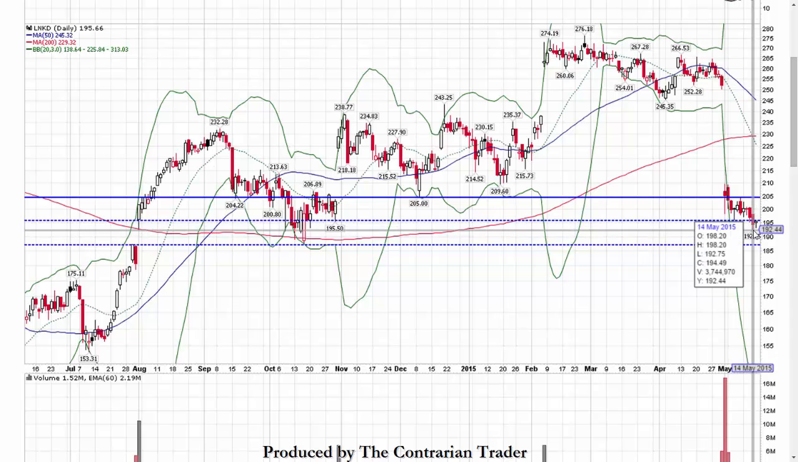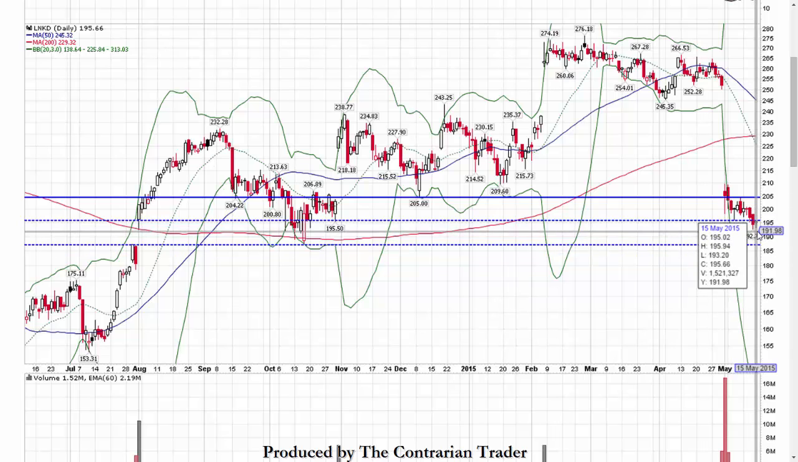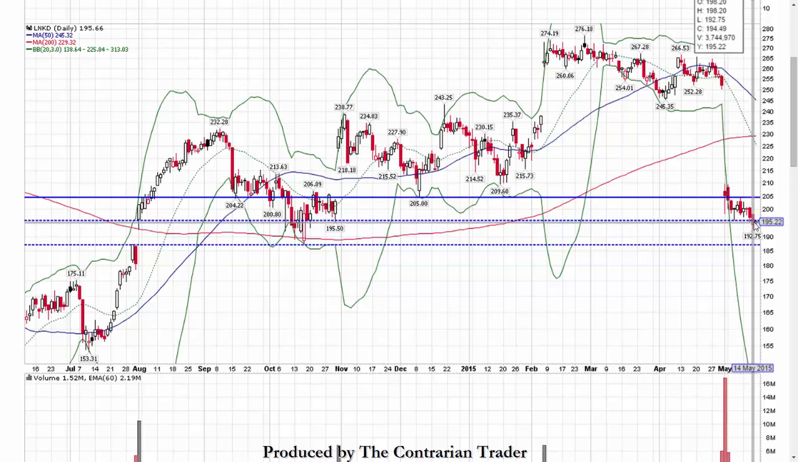Could they gap it higher on Monday? Absolutely. Technical analysis is not a crystal ball of what is exactly going to happen. It's just an indicator of what might happen. So by no stretch of the imagination is technical analysis a crystal ball.